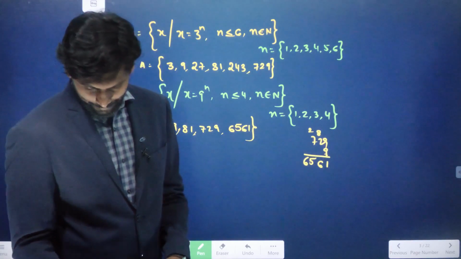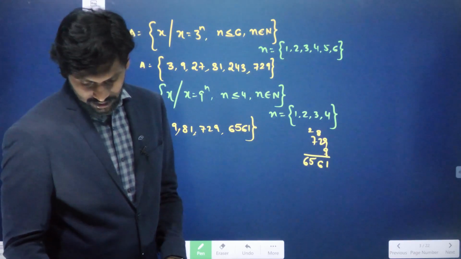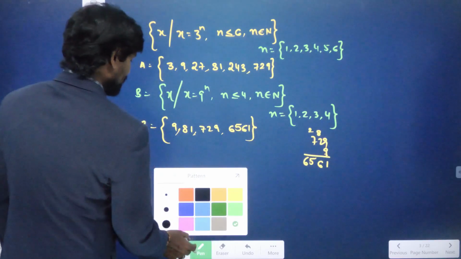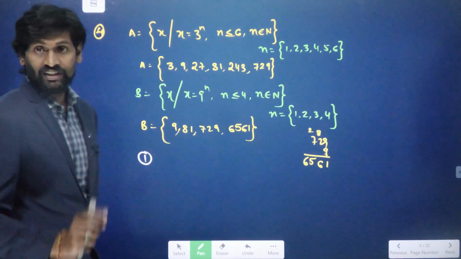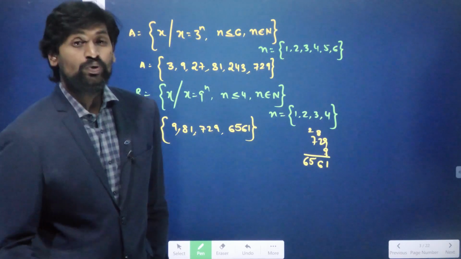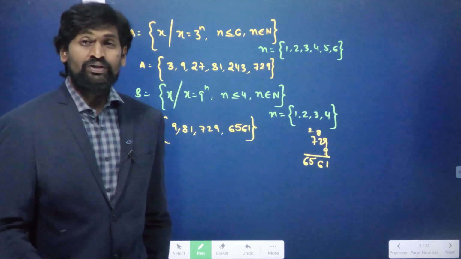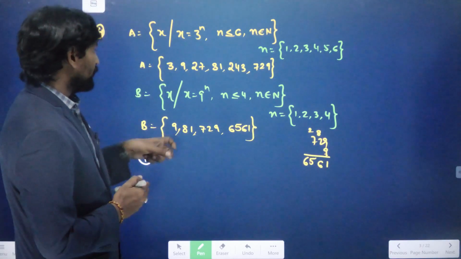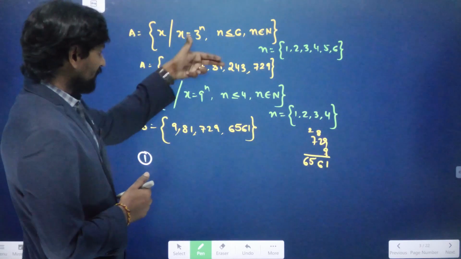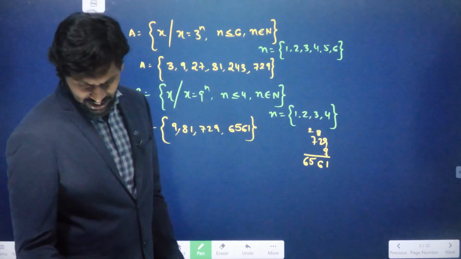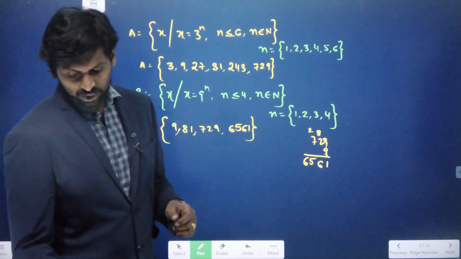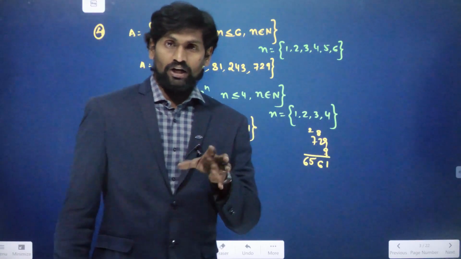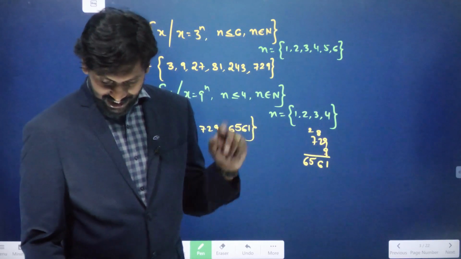Now the question is, which of the following statements is false? We need to find the false statement. Let us see the first option. The first option is given that A union B. A union B means what? All the elements from set A and set B together. So set A and set B together means 3, 9, 27, 81, 729, 243 and 6561. Yes, A union B is a correct option which is given, but we need to find the wrong option, the false statement. Let us go through the second option.